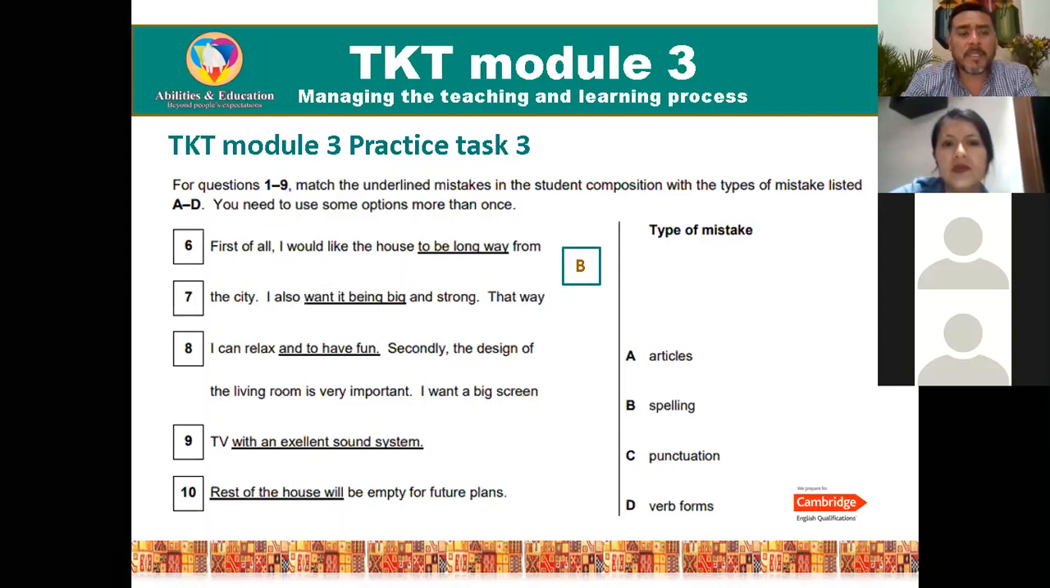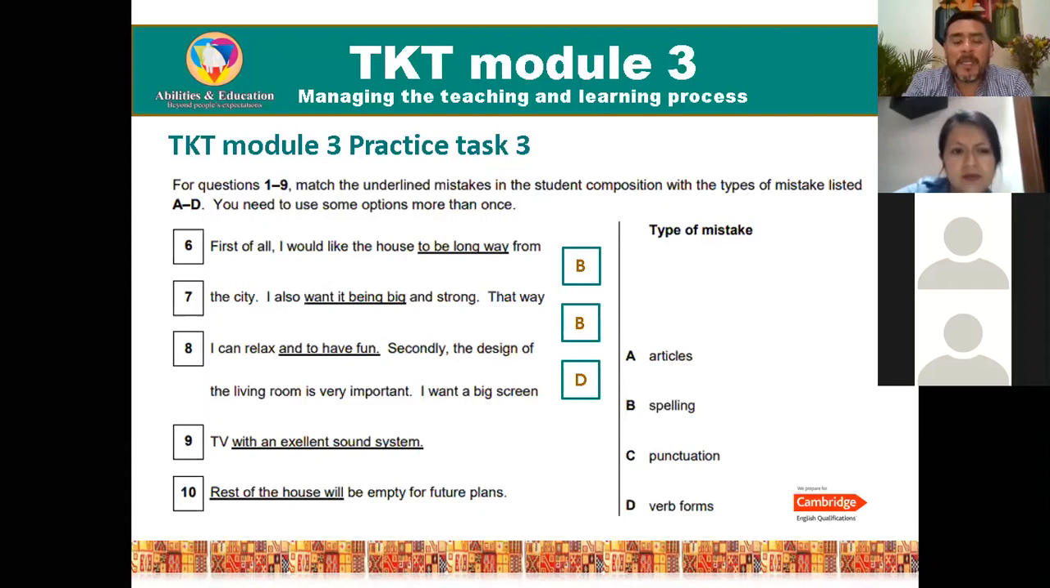All right. And number seven from the city. I also wanted being big. What's the mistake right there? The article. It. Actually, it is not an article. Bare form. You should say, I want it to be. I want it to be, not I want it being. It be. All right? Yes. That way I can relax and to have fun. Without to. So it's bare form, right?